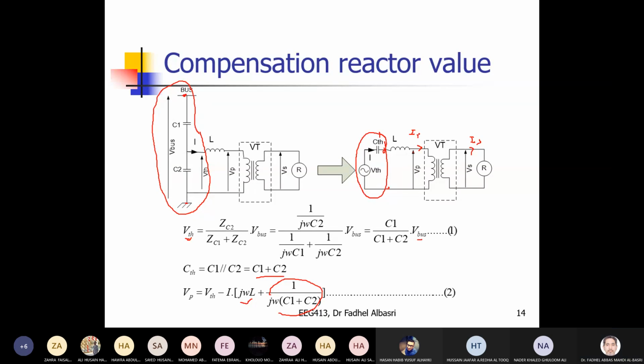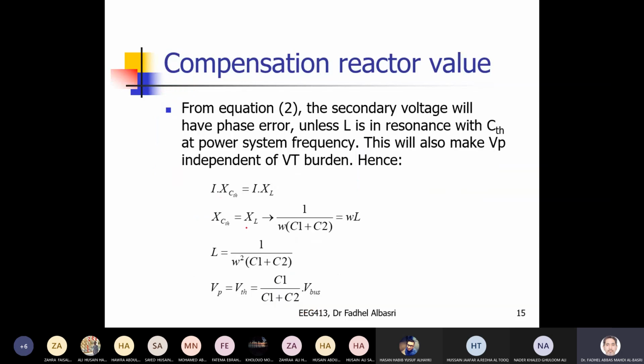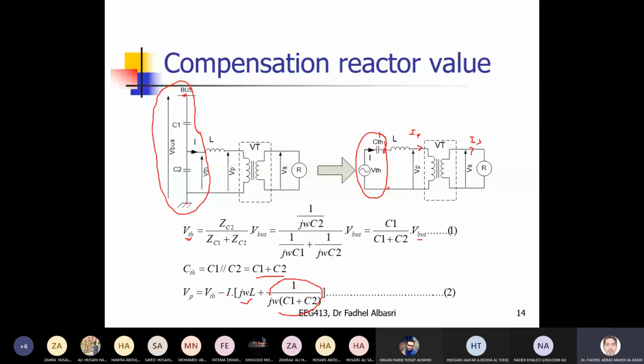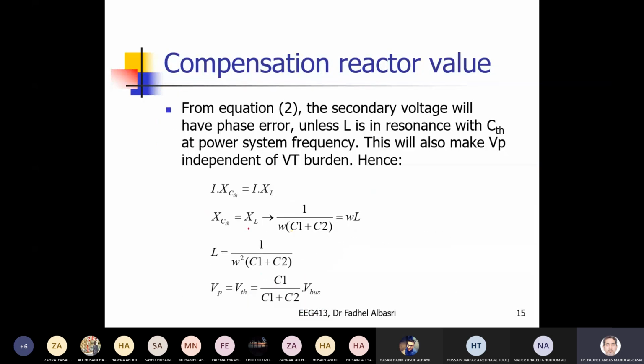Okay. So in this case, there will be no change because I already cancelled the drop here. So choosing L now, I want to make this times this equal to this times this, from which XL should equal XC Thevenin, and from which I get that L has to be equal to 1 over omega squared times (C1 plus C2). So this is how I design the compensation inductor or reactor.